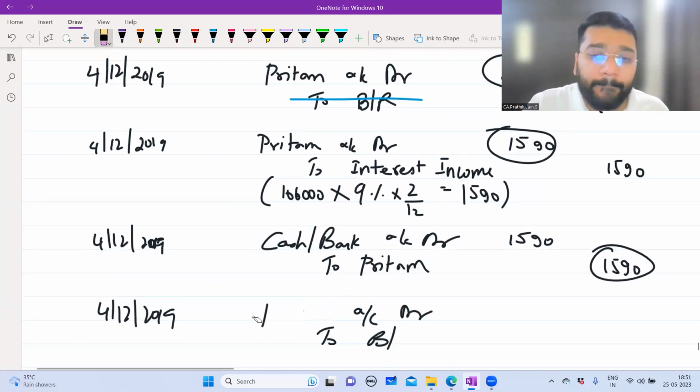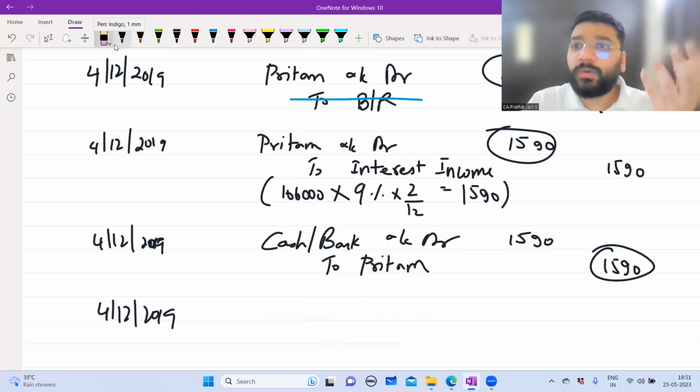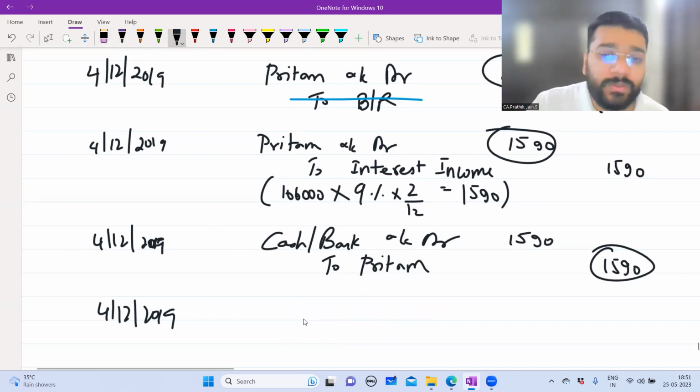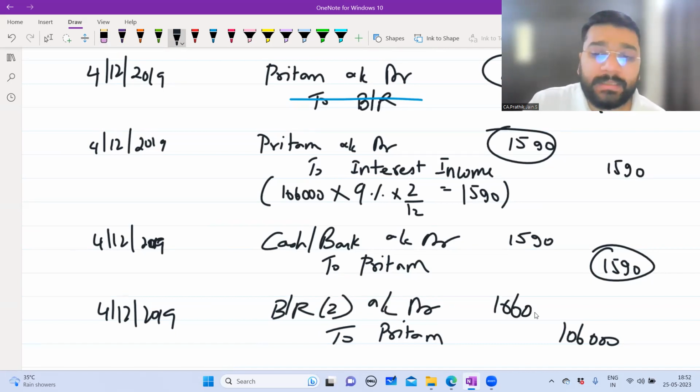The bills receivable to Preetham also. Sorry, Preetham is an asset. So to close an asset, I have to put it in credit. So it is to Preetham, 1,06,000 rupees. And in place of that, you're creating a bill receivable. So bills receivable account debit 1,06,000 to Preetham.